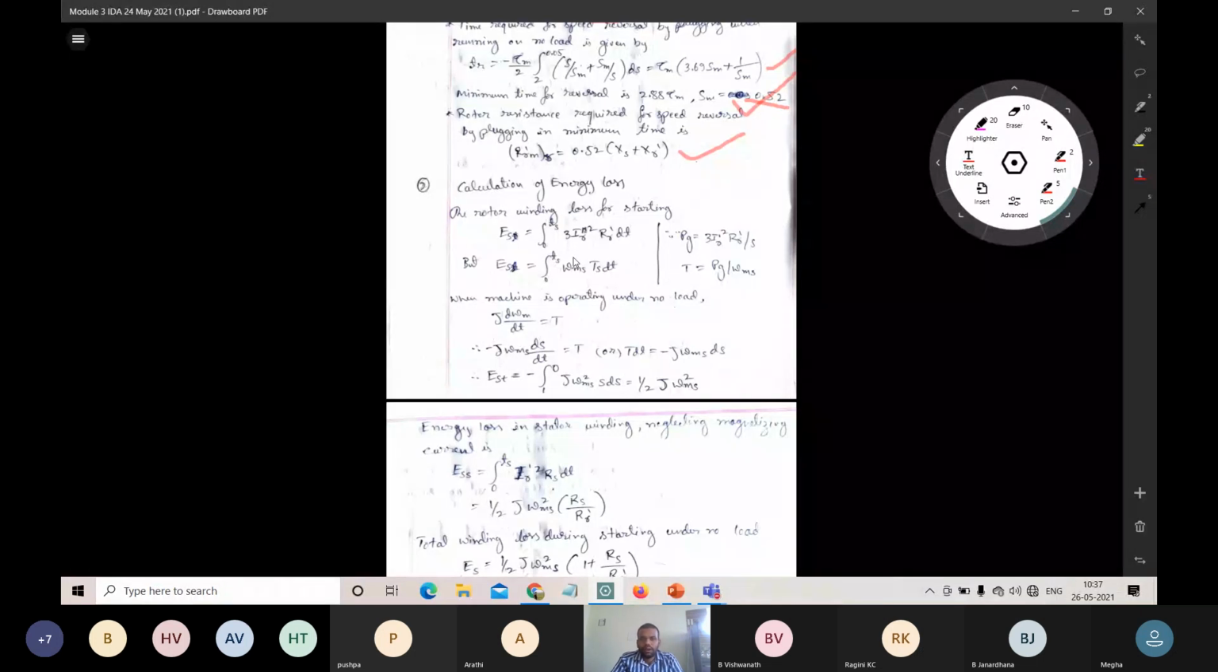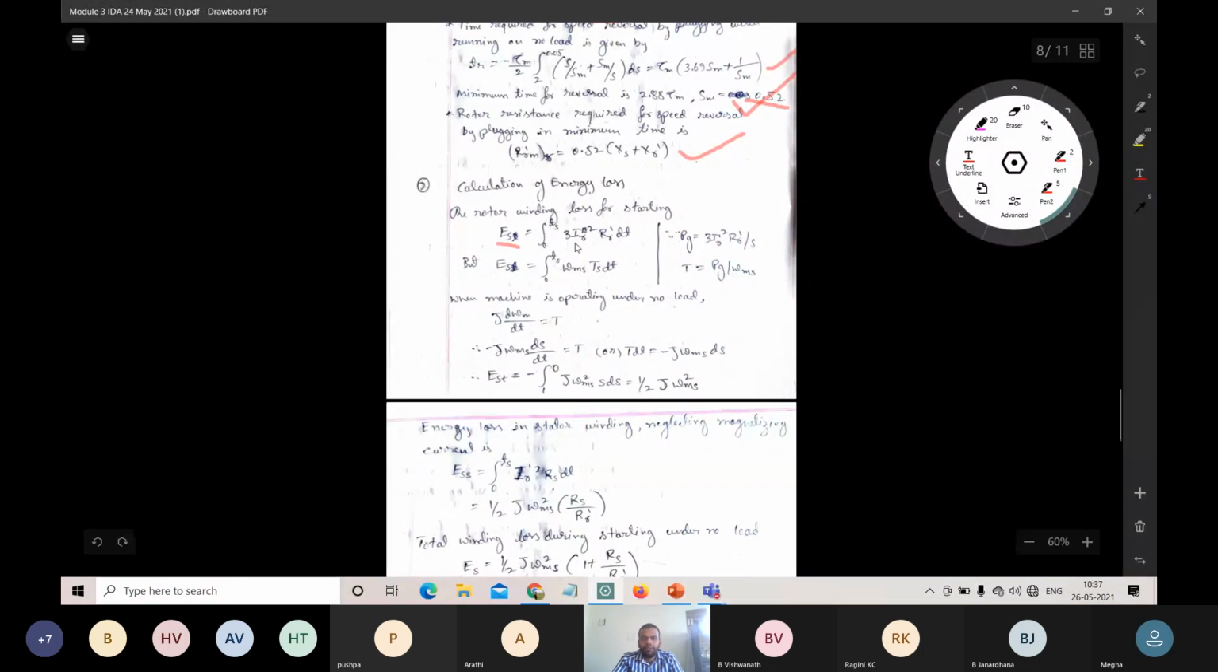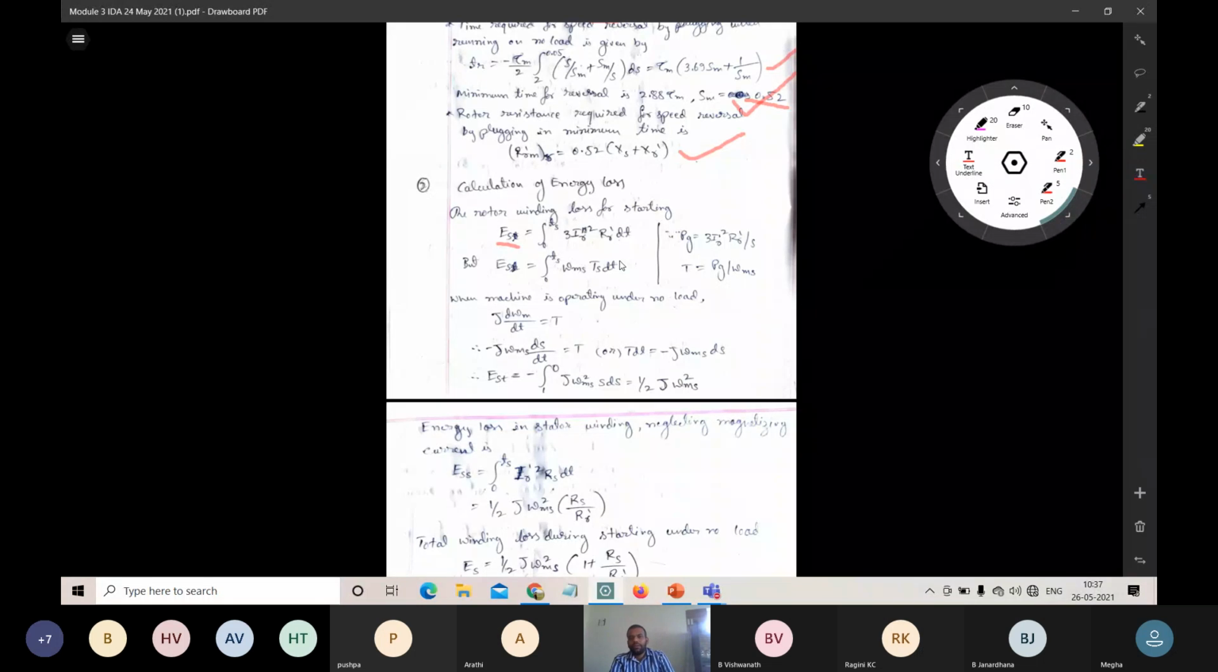So the amount of energy loss at the rotor winding would be given by EST, which is the energy lost during starting. This equation is given by the integration from 0 to Ts, from the standstill condition to the starting of the motor, of 3I square R.